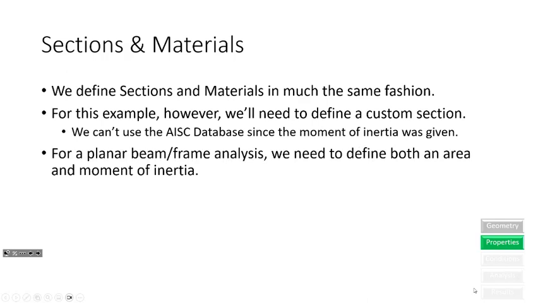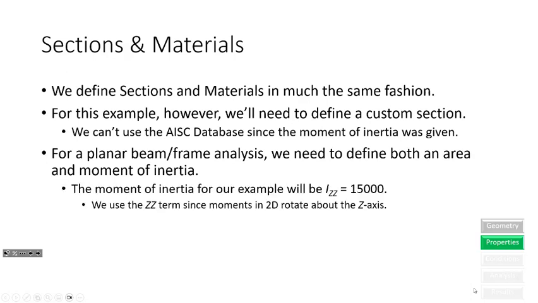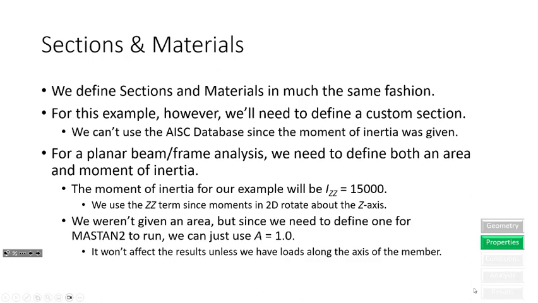Just so everybody's aware, I want everybody to pay attention to this part. Whenever we're doing a beam analysis or a frame analysis, we have to create an area and a moment of inertia. Some of you are thinking, wait a minute, I wasn't given an area for this problem. In situations like that, we're going to create a new section with a moment of inertia of 15,000, and we're going to use the ZZ term because 2D moments rotate about the Z axis. Remember, if you have an XY coordinate system, two-dimensional moments rotate about the Z axis. So we place our moment of inertia of 15,000 on IZZ, but for the area, we're just going to use a value of one. The area is not going to affect the overall response in a beam analysis anyway.